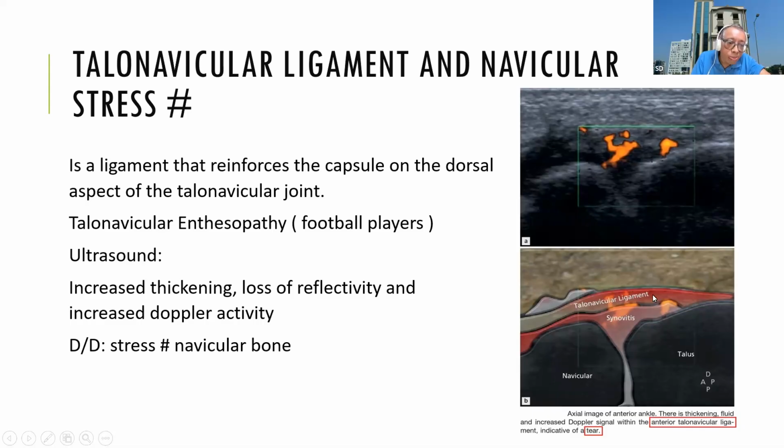So this ligament can get injured, especially in football players. If it is pathological, the thickness of this ligament will be more, and there will be loss of reflectivity of this ligament. And sometimes if you turn on the color Doppler, you may see increase in vascularity within the area of the ligament. So this is the typical picture of the talonavicular ligament sprain, especially encountered in football players.